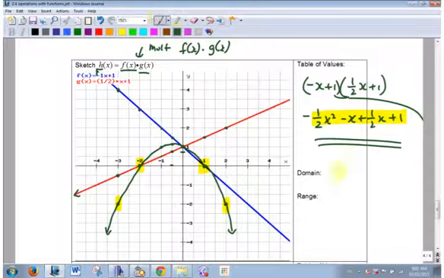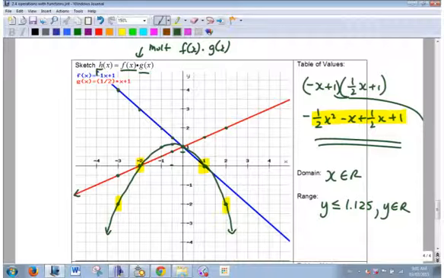Okay, domain, I already said it, all real. What's the range? All the y's less than or equal to, what's his point?